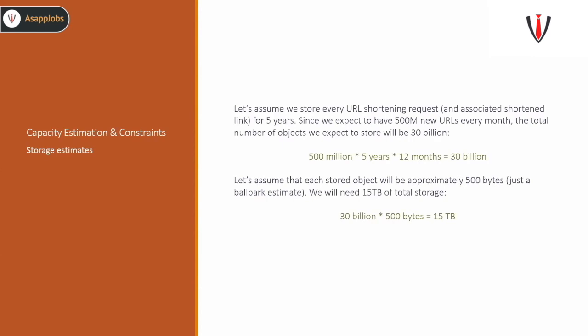Of course, this number that you come up with should also be well defined when you design your objects, so you will know the exact numbers. But for now, you can just take a ballpark number and say, you know what, we need like 15 TB of local storage. So now you know about the traffic estimates, and you know about the storage estimates.